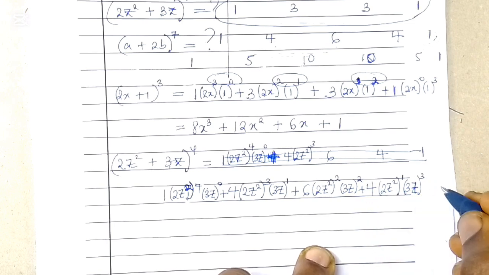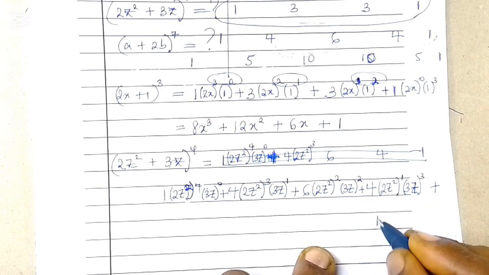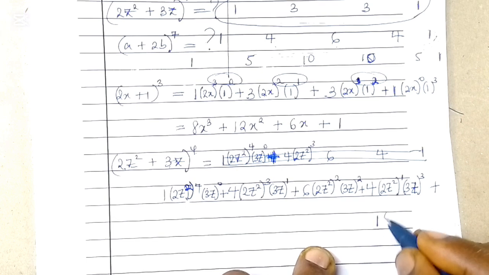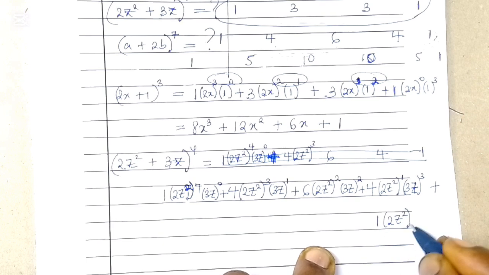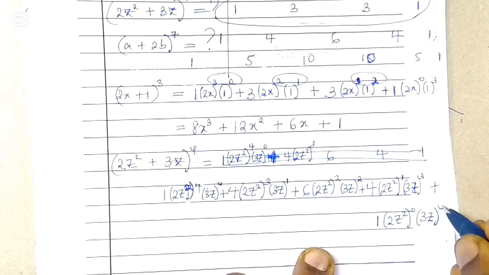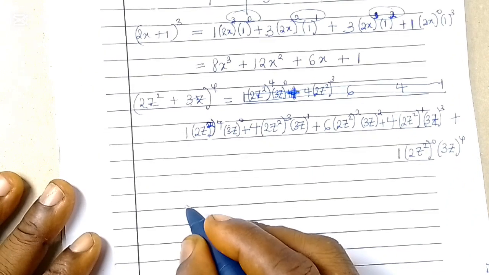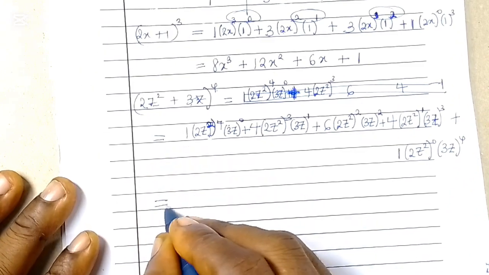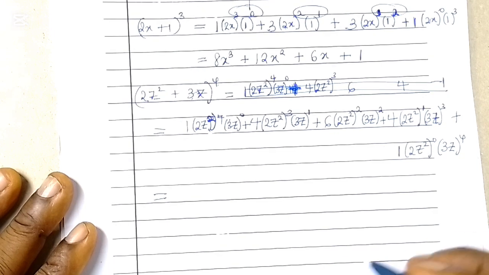plus, let's bring this one down, 1, which was the last coefficient, times 2z squared raised to the power of 0 because it decreases by 1 again, times 3z raised to the power of 4 because the second term increases by 1. Now, once you get this done, all you need to do finally is to simplify.